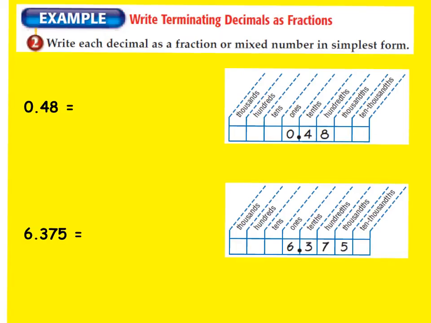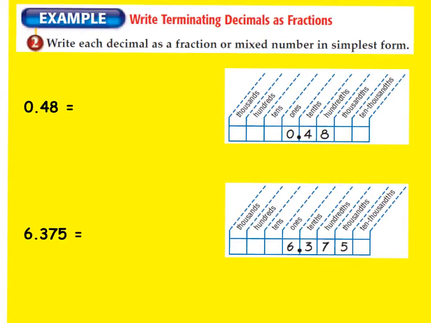All right, next step is to write terminating decimals as fractions. So we spent a lot of time writing fractions as decimals. Now we're going to go backwards. This is where you're going to have to remember your place values. If you notice the chart over here on the right, after the decimal point, we have the tenths place, the hundredths place, thousandths place, 10,000ths place.